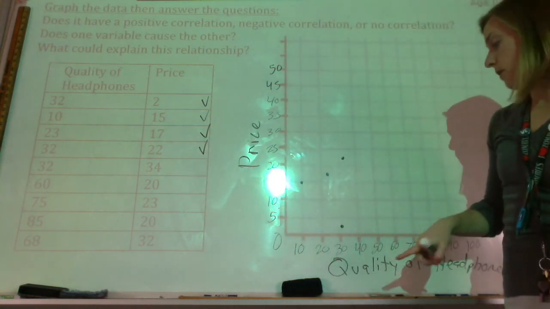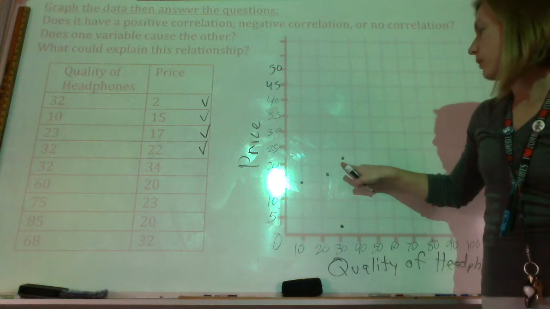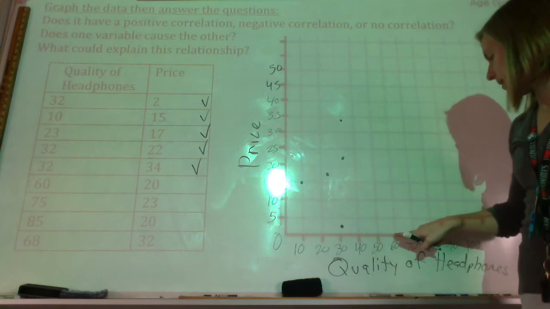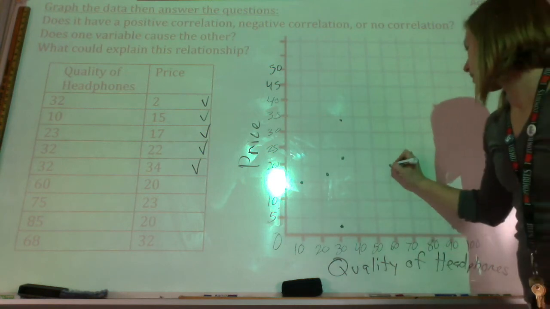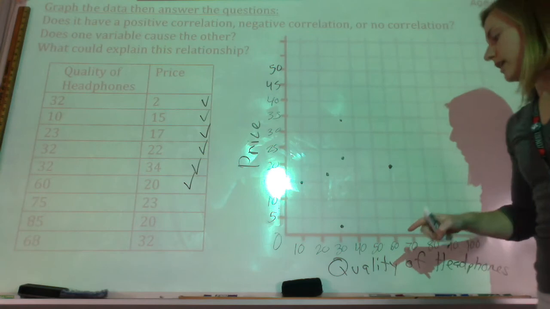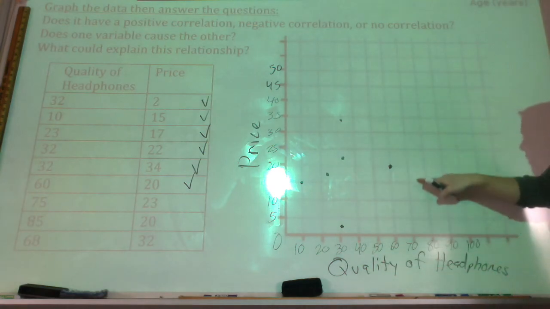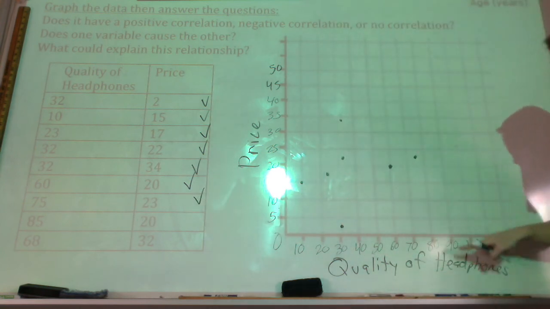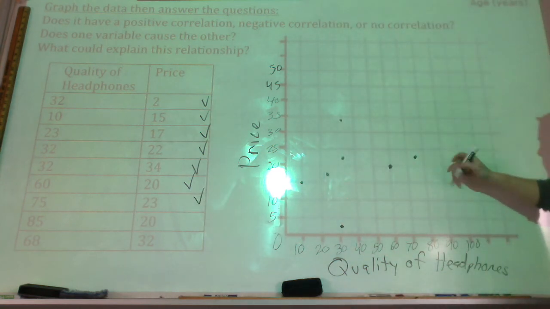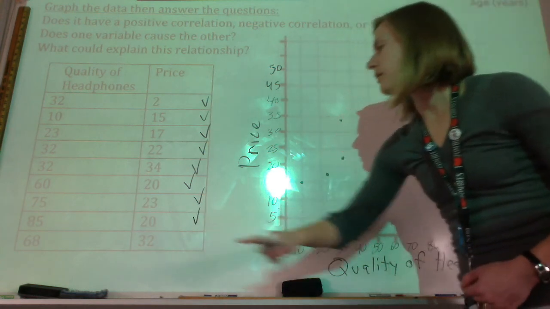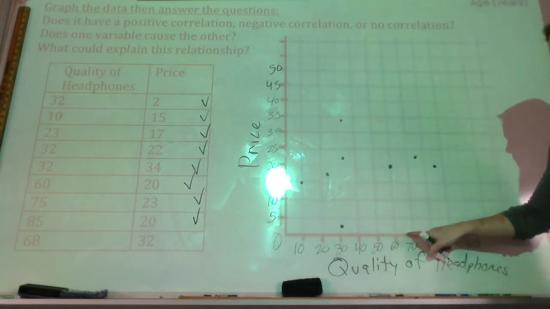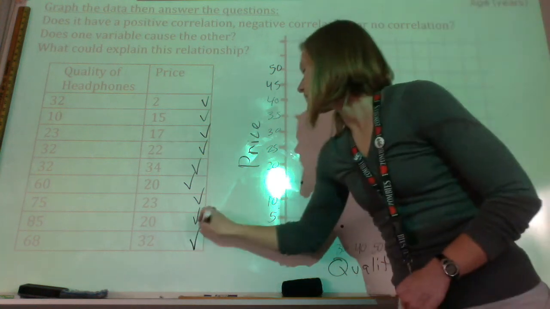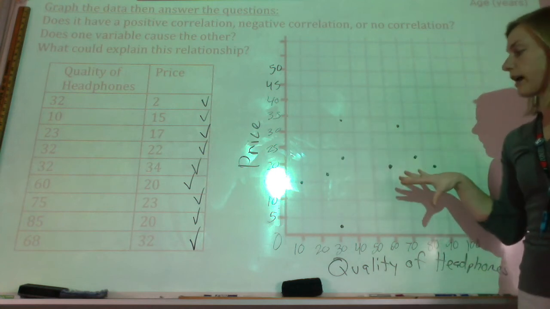32, 34, so same x, going all the way up to 34. 60 and 20, so coming up to 60, and then going up to 20. 75, 23, so coming over to 75, going up to 23. Let's see, 85, 20, so 85, and then going up to 20. And then last one, we have 68 and 32, so coming over to 68, and then go up to 32. So we put the points on our graph, so that's important.